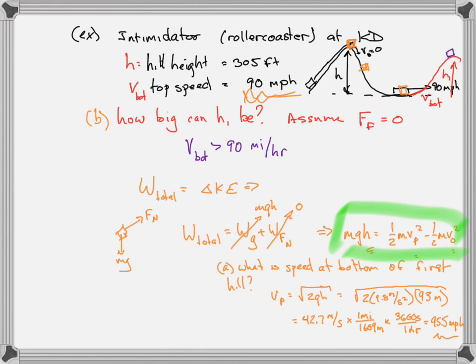Again, I hope that B is going to be obvious, but maybe it's not, so we should do it. B: how high can the next hill be? So we can say we're going at some speed, we'll just call it VF, and we know what VF is. Then when we get up to the top of the next hill, how high can the next hill be? How do we really answer that question? Well, we can do work total equals change in kinetic energy again.